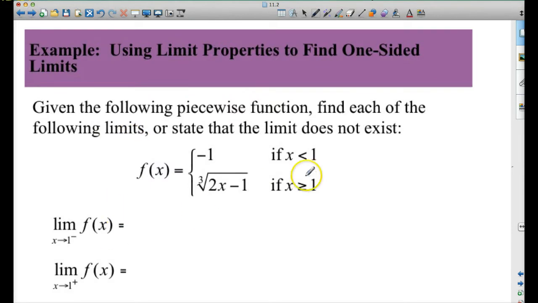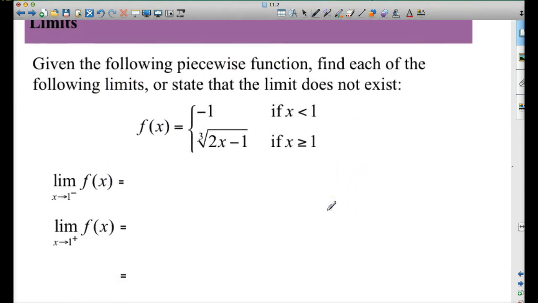So in a one-sided limit, let's say we're asking the limit of f of x as x approaches 1 from the negative side. Now if we're approaching 1 from the negative side, we have to use this equation because x is less than 1. So our answer to that would be negative 1. Now if it's approaching from the positive side, which means greater than 1, we plug that in and get the cube root of 2 times 1, which is 2, minus 1 is 1, which is equal to 1.